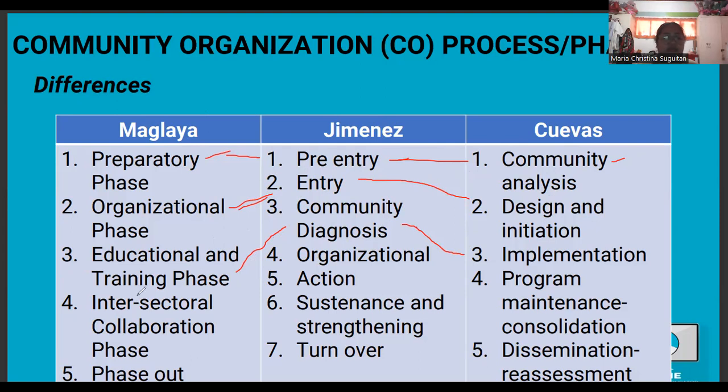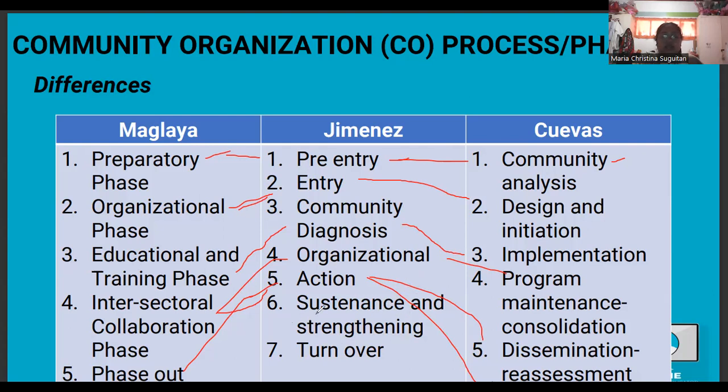And then, 4 is intersectoral collaboration. Kay Jimenez is action, and then kay Cuevas is dissemination of reassessment. So, ayan yung last part niya. Organization pala. Organizational kay Jimenez, and then program maintenance kay Cuevas. And then, number 5, diba? Phase out. And then, action, nasa action pa lang si Jimenez. And then, dissemination reassessment si Cuevas. Pero si Jimenez, sustenance and strengthening.